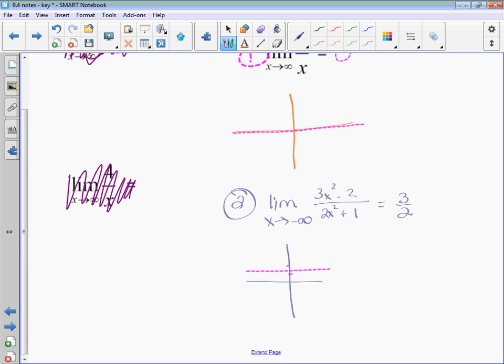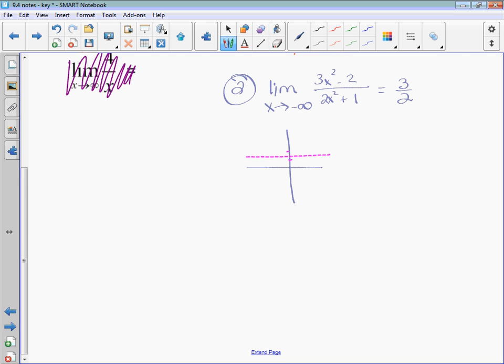So let's make one up that's not. Let's do the limit as x approaches infinity of x cubed plus 2x squared minus 7x plus 1. Sorry, I'll move it up a little for you.